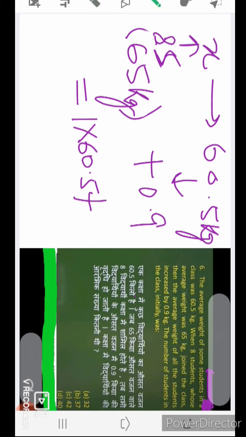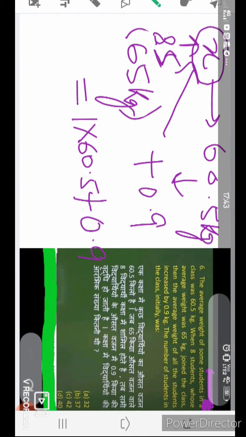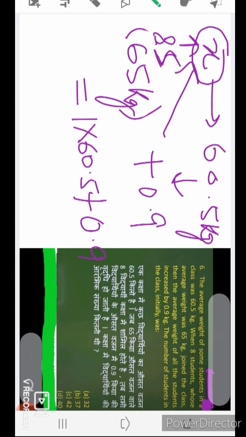What we have to do is cross multiply this one, 0.9. Before multiplying 0.9, there are total x students and 8 students are going to be added in this particular group. So what we are going to get is x plus 8. This is the one which we have to understand in this question. Okay, x plus 8 is going to happen.